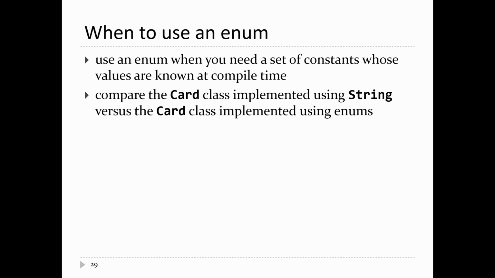So implementing the card class using enumerations becomes way easier than implementing it if you try to use a string, right? So if you're ever in a situation where you really have a constant number of values that you know ahead of time, consider using an enumeration. It almost certainly will make your life a lot easier.